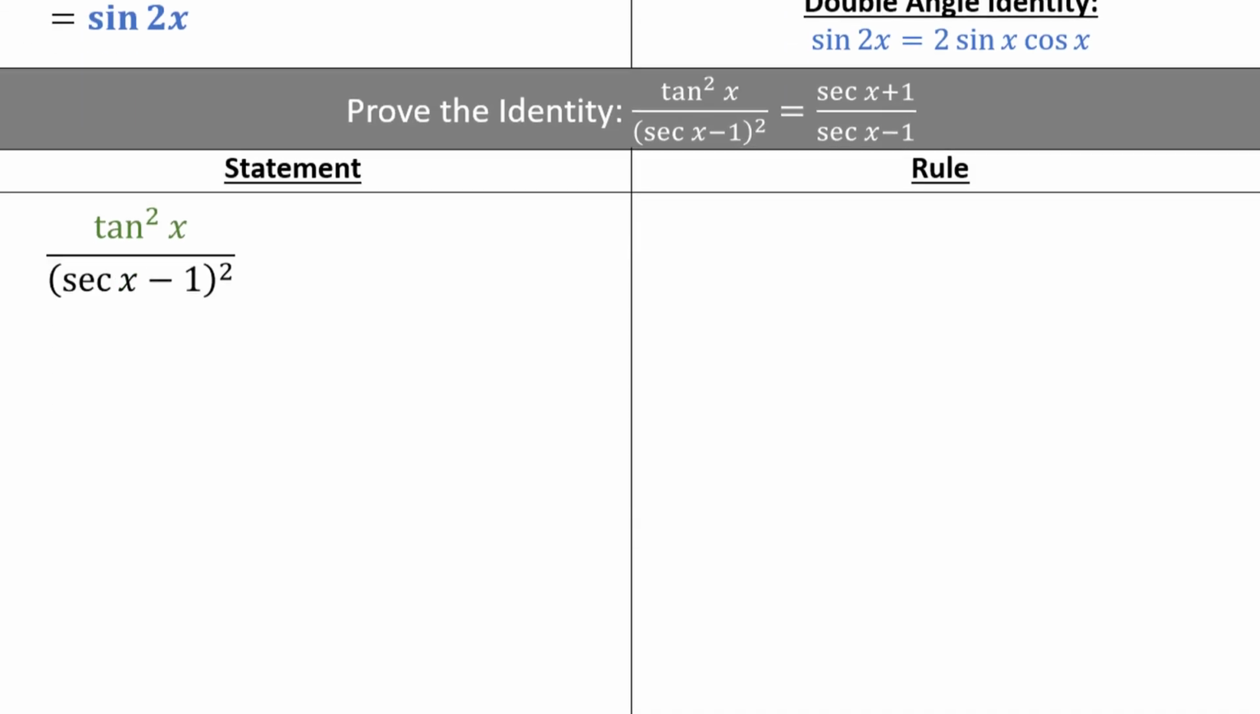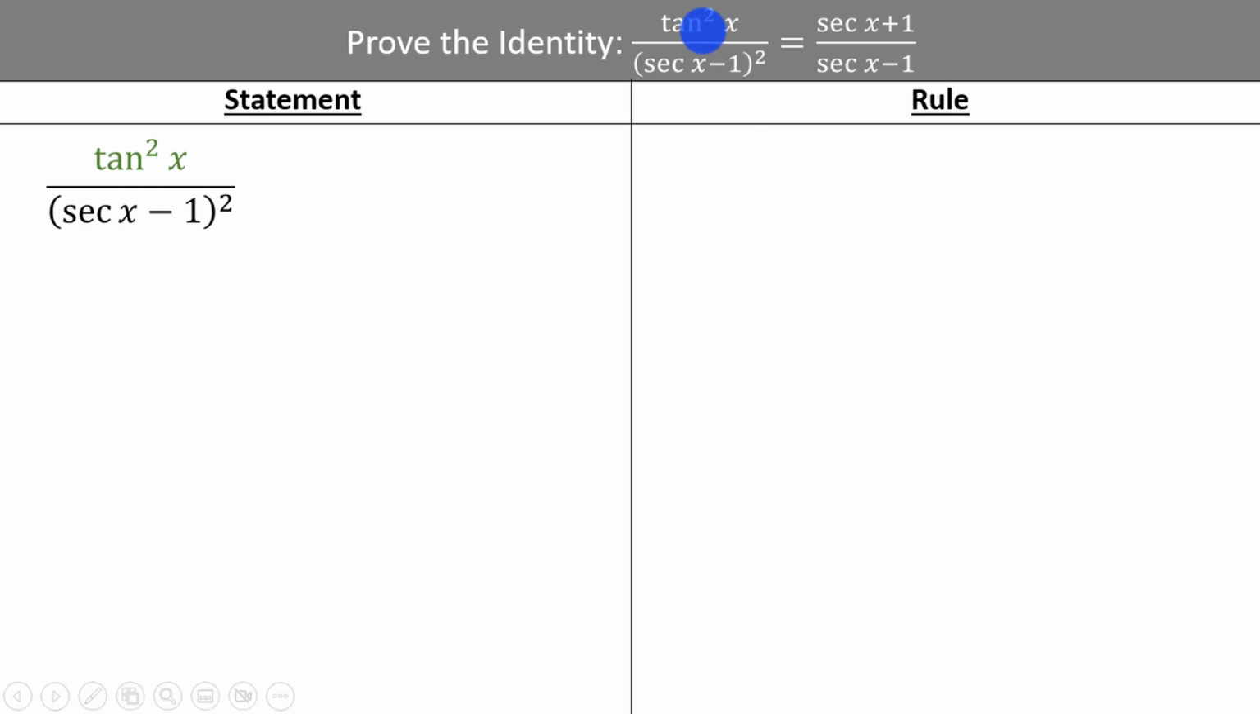Let's try another one. We have tangent squared of x divided by secant of x minus 1, all squared, is equal to secant of x plus 1 divided by secant of x minus 1. Again, it might be unclear what we should do first. Sometimes you just have to try something and see if it works.